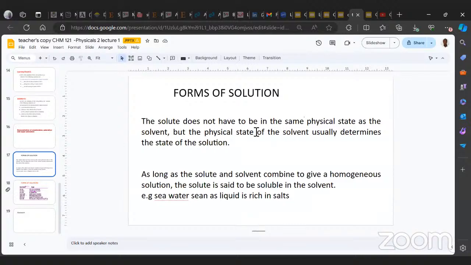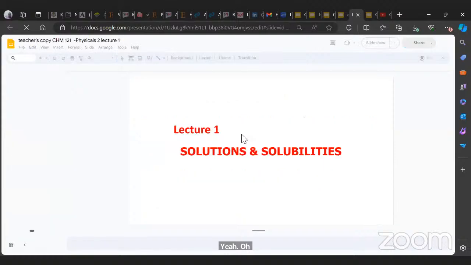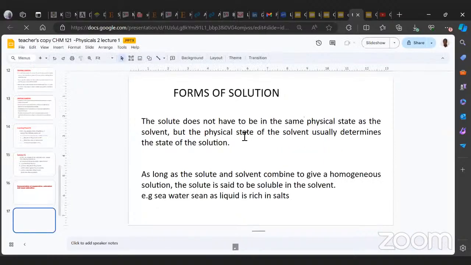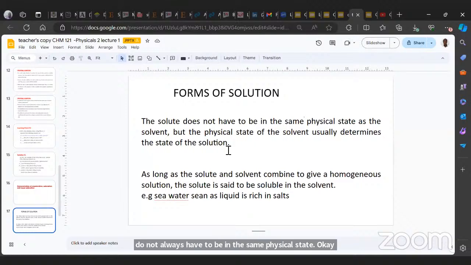In my introduction, when I was telling you about solutions, I told you that air is a solution. I told you that Coca-Cola and all the fizzy drinks that we drink are solutions. So we want to look into the different forms of solutions that we can have. The components of solutions do not always have to be in the same physical state. Solutes and solvents can be in different physical states, as long as they combine well and homogeneously, it is still a solution.